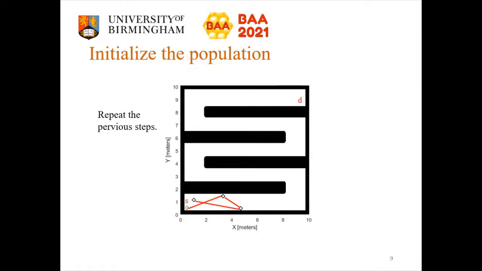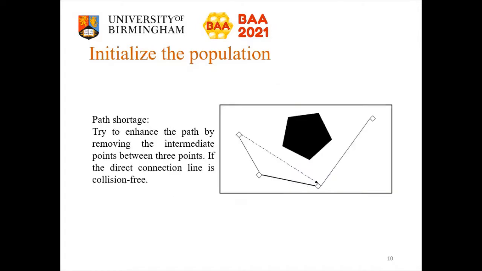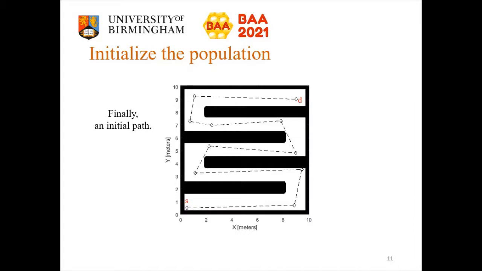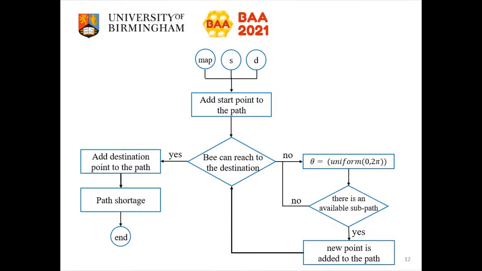After that, the stage of path shortening. Path shortening is implemented by removing the intermediate point between 3 points if the direct connection line is available. Here is an example of a full initial path for this map. This diagram illustrates the process of finding a new initial path. This process is repeated until finding n initial paths, where n is the population size.